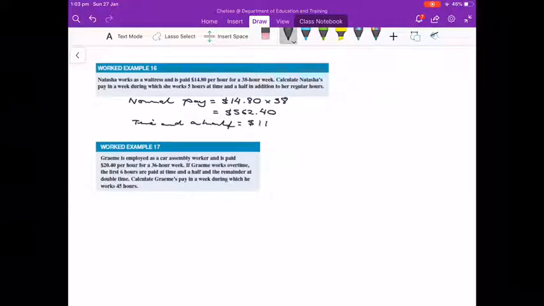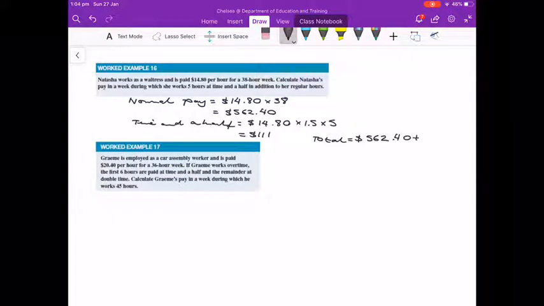She also gets time and a half for overtime. Her hourly rate is $14.80. She works time and a half for 5 hours. So she gets an additional $111. So to find Natasha's total pay, we would get her regular pay combined with her time and a half pay. So Natasha earns $673.40 all up.